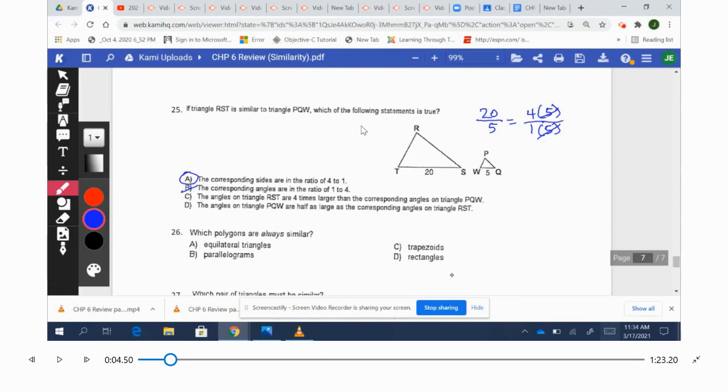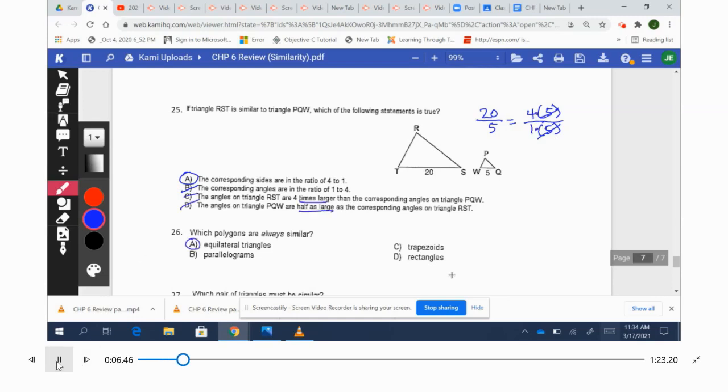The two things that must remain true is that the corresponding sides have to have the same ratio, and the corresponding angles must be congruent. So B, C, and D all suggest the corresponding angles can change, so they're all false. The ratio was in fact 4:1. Okay, 20 over 5, if you factor out a 5, is 4:1.